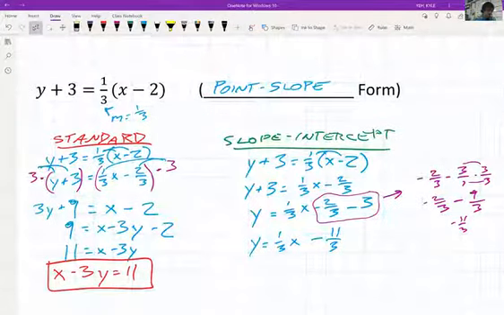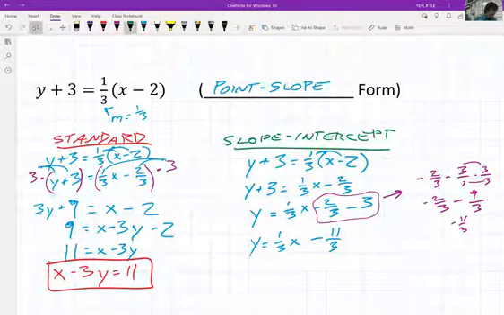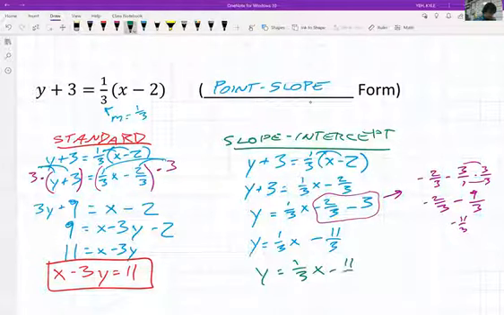And so we get our y equals mx plus b. I should have written that in a different color, I'm now realizing. Y equals 1/3 x minus 11/3.